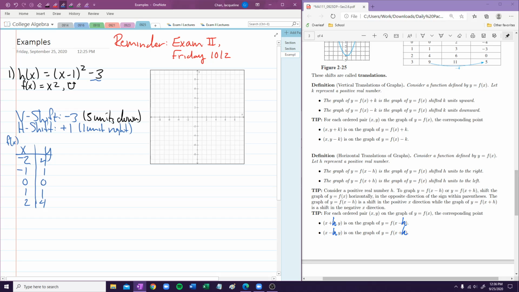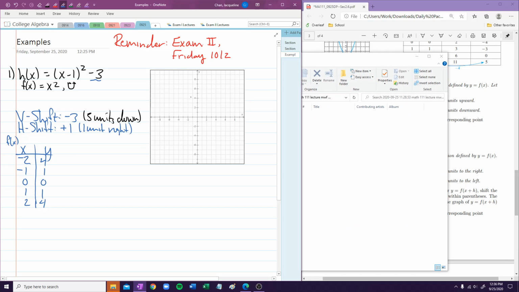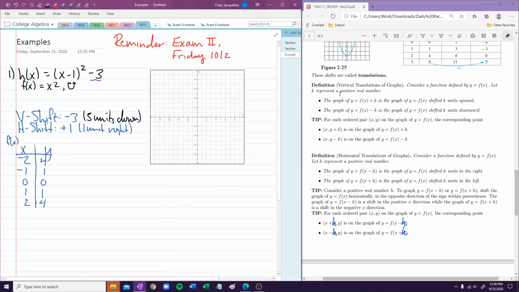We can do it 2 ways, and I'll show you both. The first way, you can just plot the parent function points: negative 2, 4, negative 1, 1, 0. You don't necessarily need to graph the shape, you just need to know the points. Then you take every point and do these shifts.